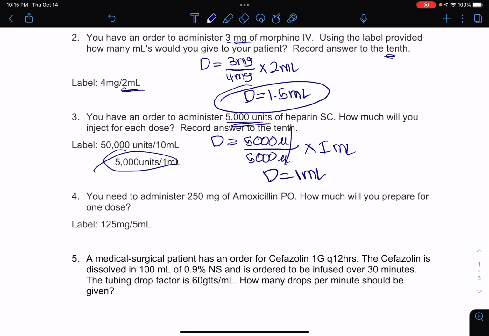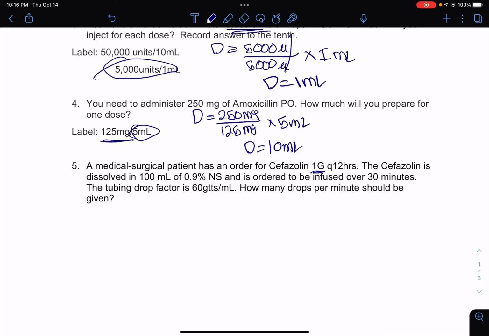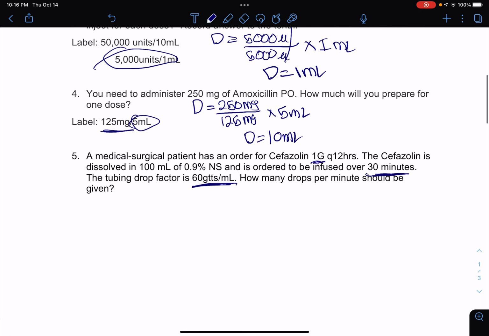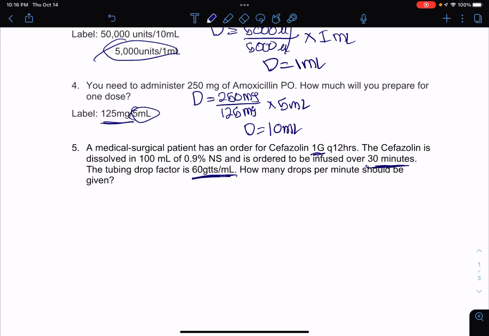And then a medical surgical patient has an order for cefazolin, 1 gram every 12 hours. Cefazolin is dissolved in 100 milliliters of normal saline and is ordered to be infused over 30 minutes. The tubing drop factor is 60 drops per mL. Okay. For this, you are still going to use the same setup. You won't even technically need the dose for this, because we just want to know the drop factor, what it's going to be over 30 minutes.